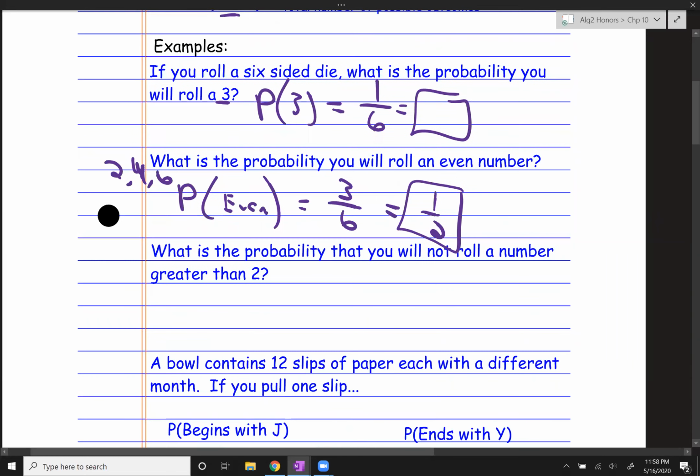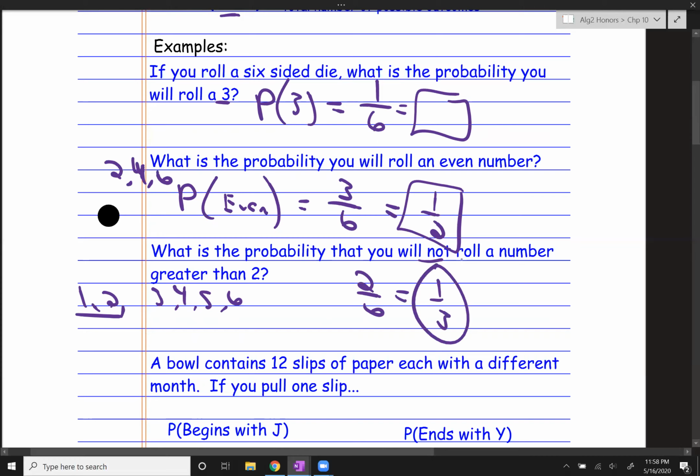What's the probability you will not roll a number greater than 2? Okay, so this is where we really start to do it. So we have 1, 2, 3, 4, 5, 6. Okay, so we will not roll something greater than 2. Well, that's 1 and 2, so that's 2 out of 6. So it's 1/3 of the time.